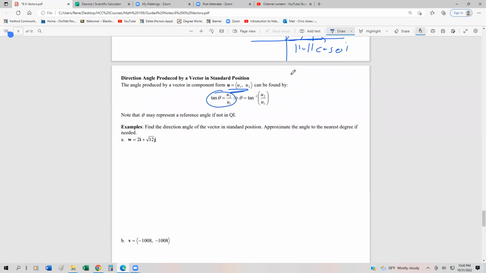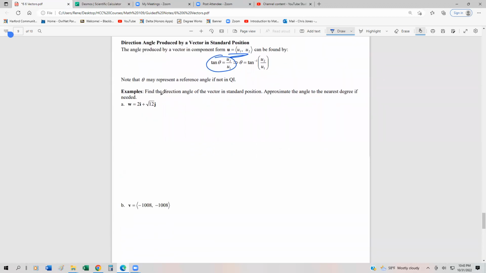All right, so we're going to go ahead and try to find the direction angle. We're going to approximate to the nearest degree if necessary. Okay, so what we always want to do first is plot it. So we know square root of 12 is a little bit more than 3. All right, so if I'm plotting this, okay, maybe something like this.